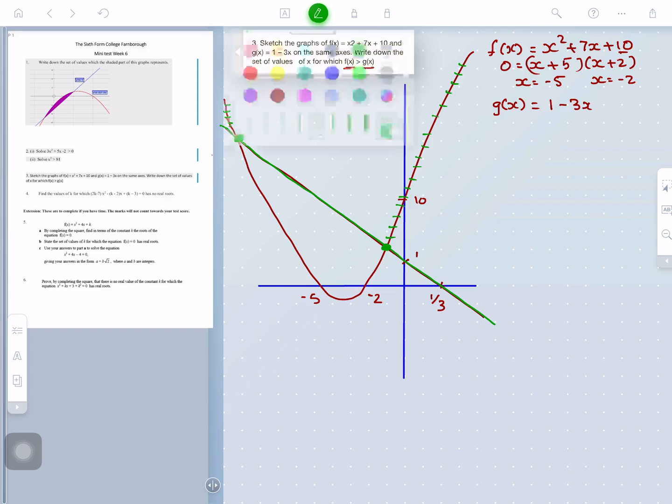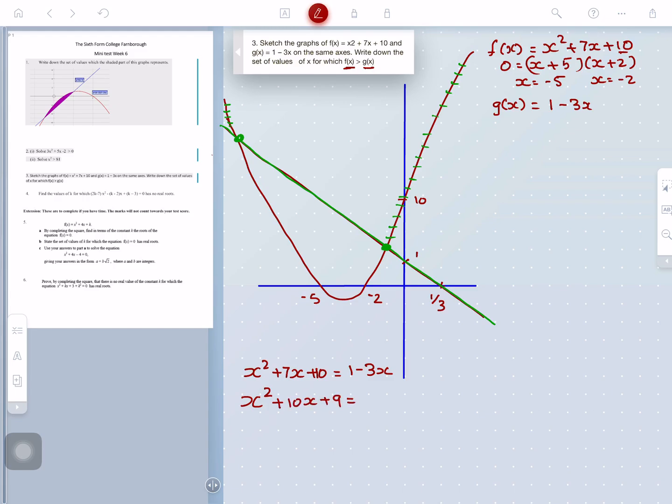For simultaneous equations, one of the ways is to set them both equal to each other to get the points of intersection. So we've got x squared plus 7x plus 10 equals 1 minus 3x. Make them all equal to each other to form a quadratic: x squared plus 10x plus 9 equals 0. You factorize it: x plus 9, x plus 1 equals 0. So x equals minus 9, x equals minus 1.